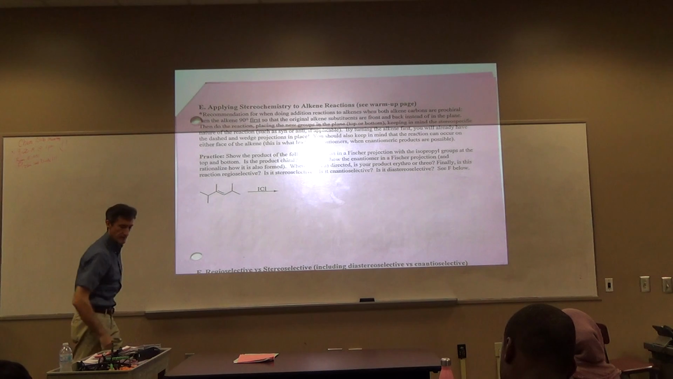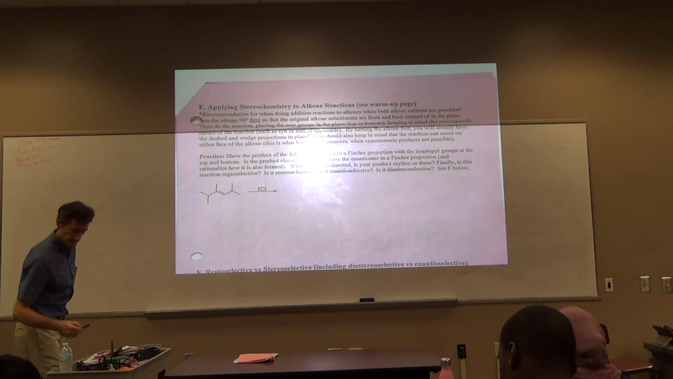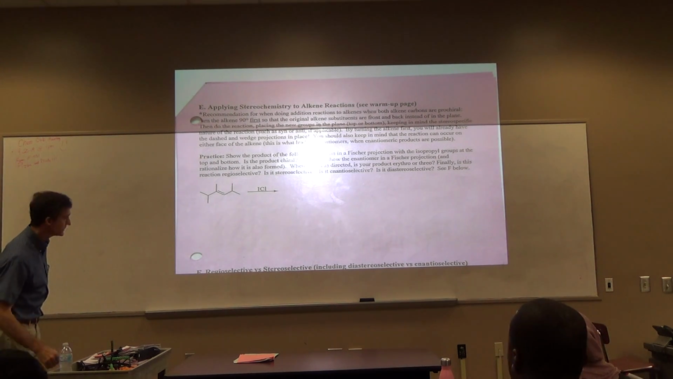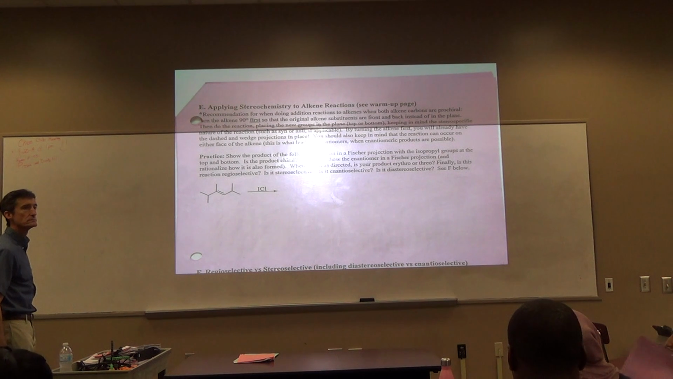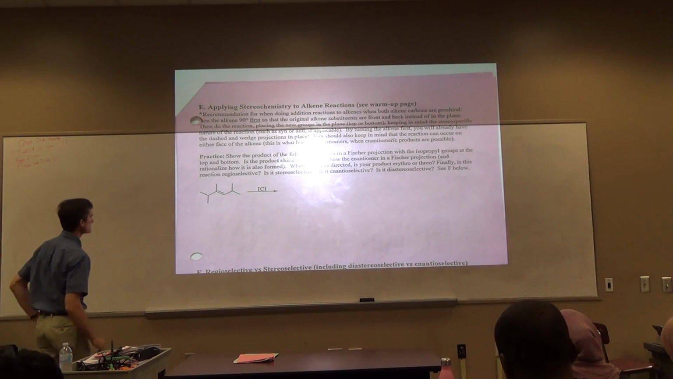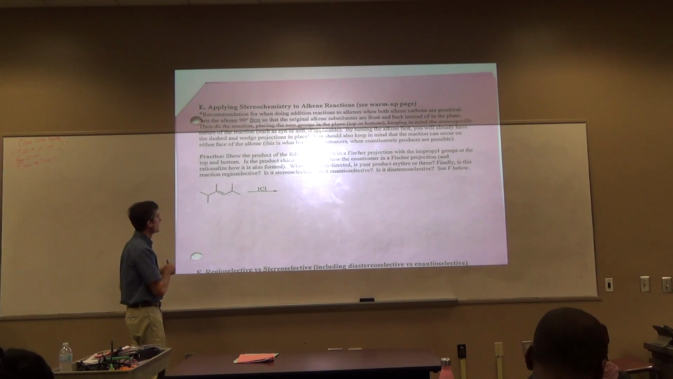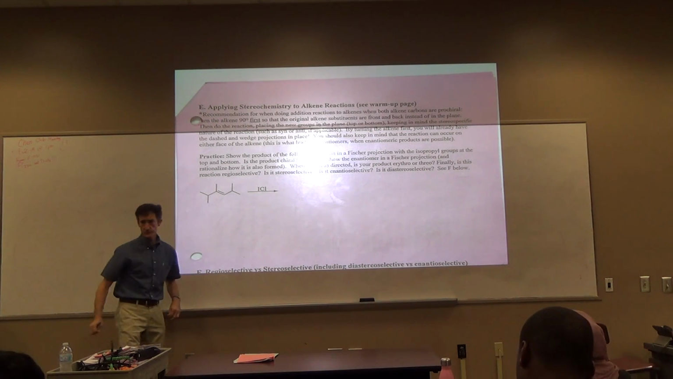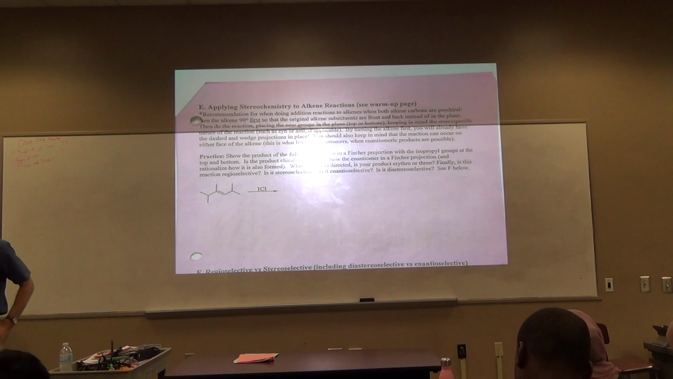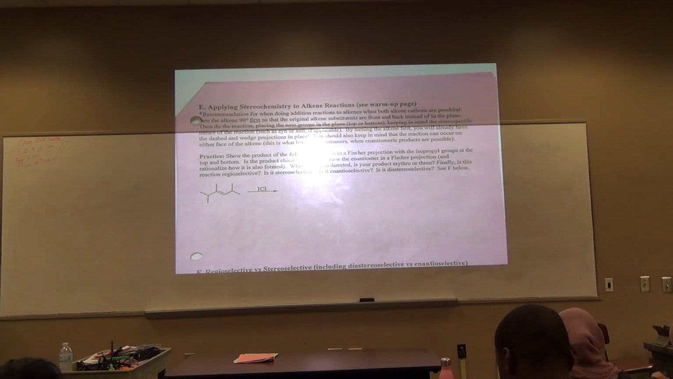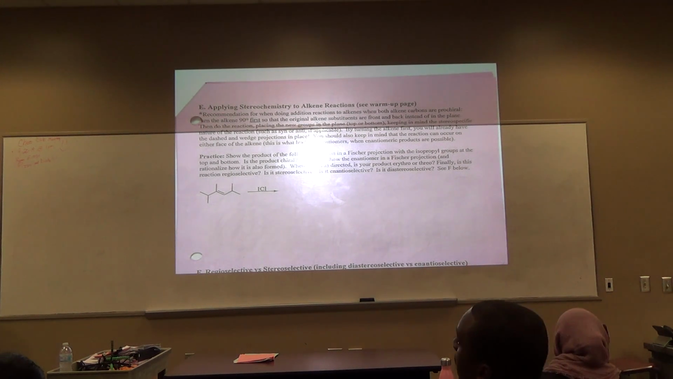Oh, we left off here. We're right in the middle of this. ICl. It's just like a halogen, bromine, chlorine. How does halogen add to an alkene? What do you know about the addition of halogen to an alkene? In what manner does it add ultimately?